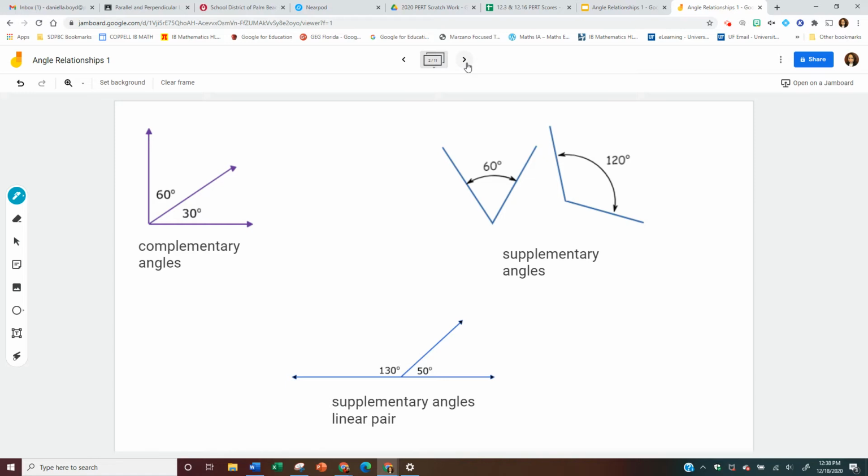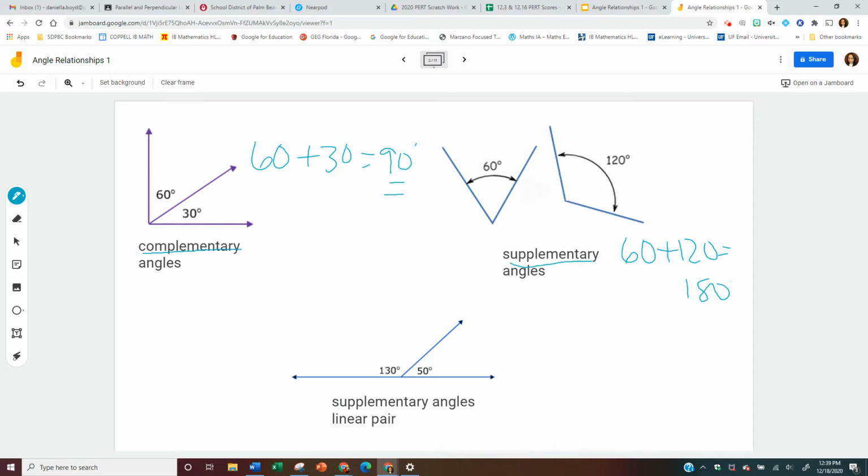Okay. Complementary angles are angles that sum to 90 degrees. So 60 degrees plus 30 degrees equals 90 degrees, making this complementary angles for that reason. Okay, they don't have to be next to each other, but they just have to sum to 90 degrees. Supplementary angles are angles that add to 180 degrees. So for example, 60 plus 120 is equal to 180 degrees, which is supplementary angles.